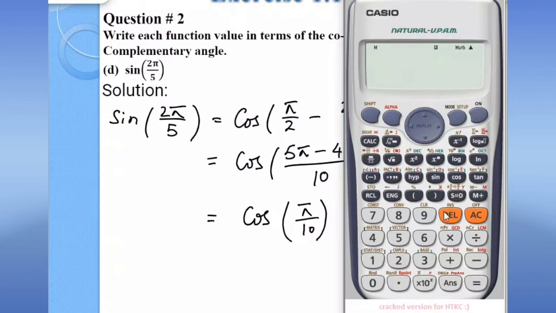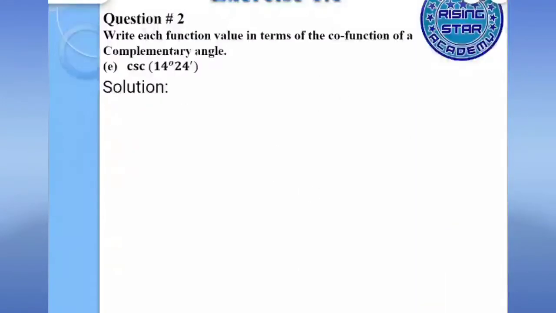0.951. Now I would check on cos, that is pi divided by 10. So again that is 0.951. So it means these are both the co-function of each other. Now move to the next part.